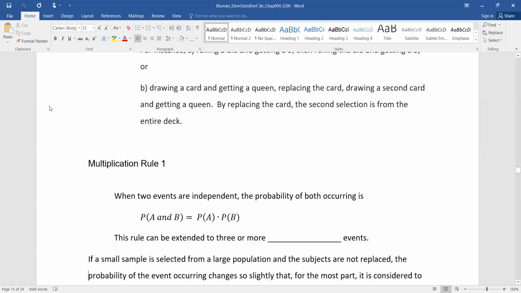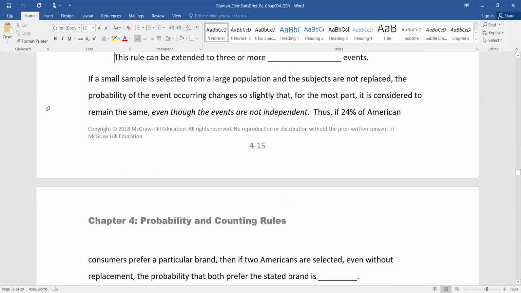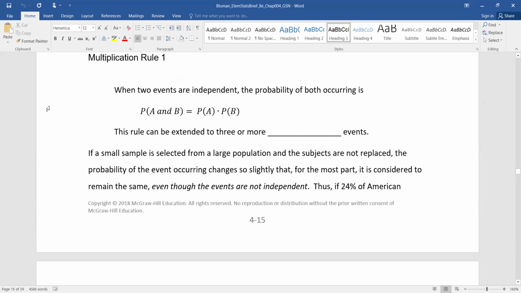So the first multiplication rule is: when two events are independent, the probability of both occurring. So that means now the word "and." Meaning I want this to happen and this to happen, you multiply. The big thing here is the word "and." So again, for "or" we add, but now for "and" we multiply. So you'll see I'll multiply the two independent probabilities.